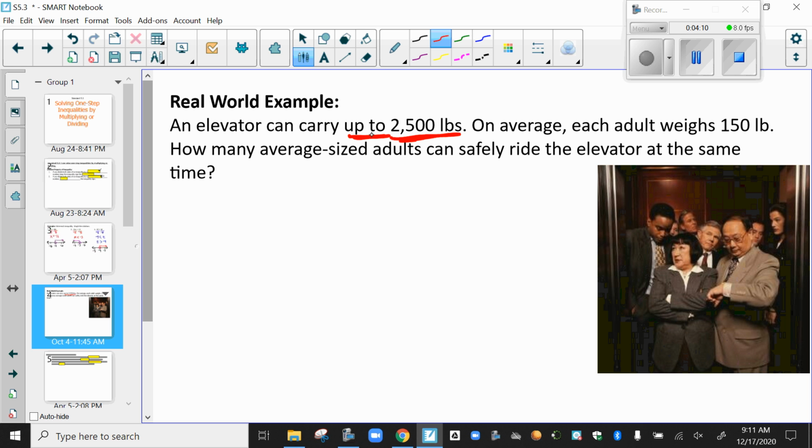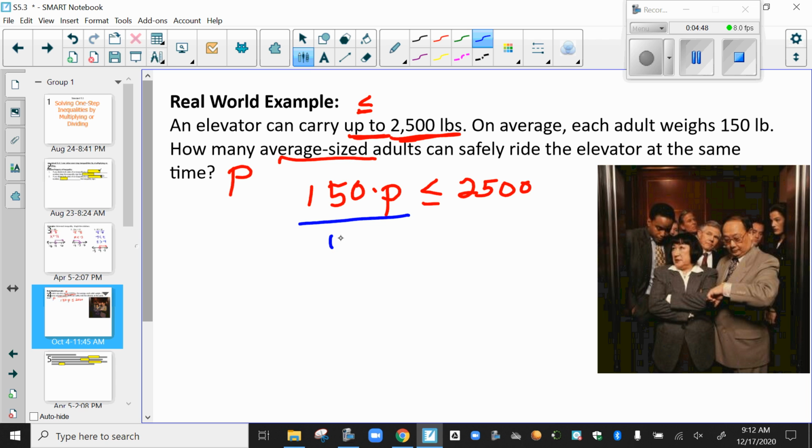So we know that up to is going to be less than or equal to. So we actually have half of our inequality already: less than or equal to 2,500. We don't need to put the comma in there; we know what it means. On average, each adult weighs 150 pounds. How many average-sized adults can safely ride an elevator at a time? Let's say p for people. So if each person weighs 150 pounds, 150 times p is less than or equal to 2,500. To solve, we're going to divide by 150.